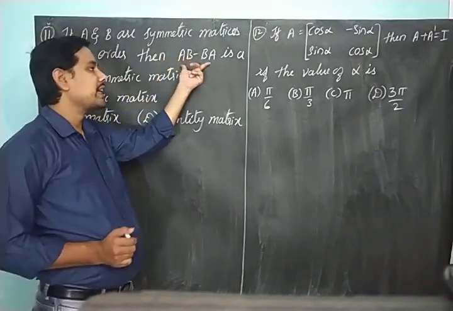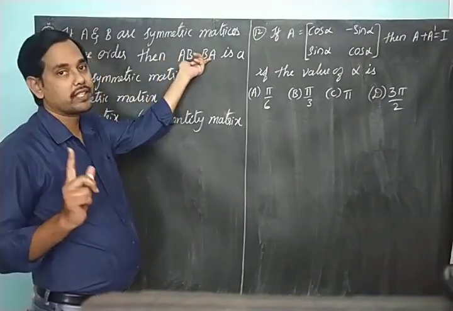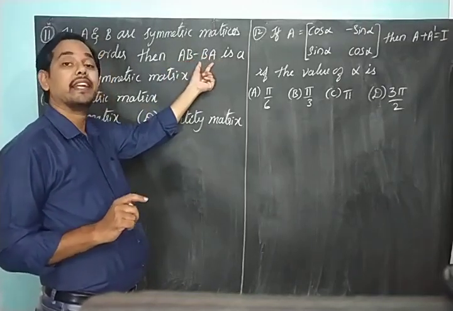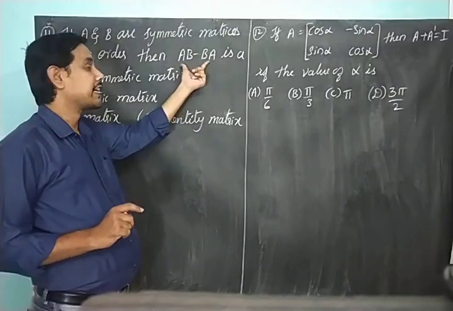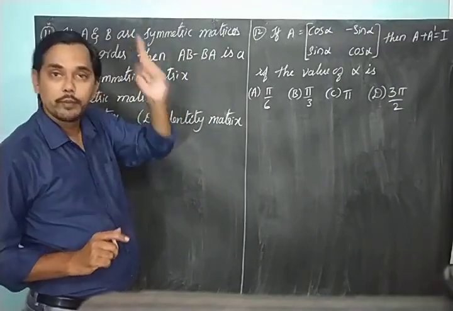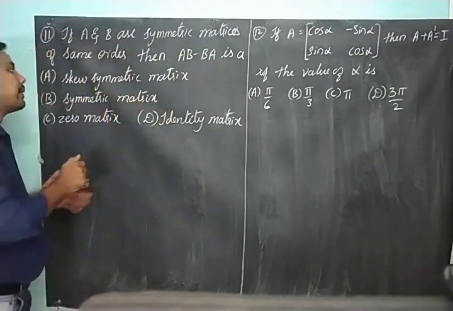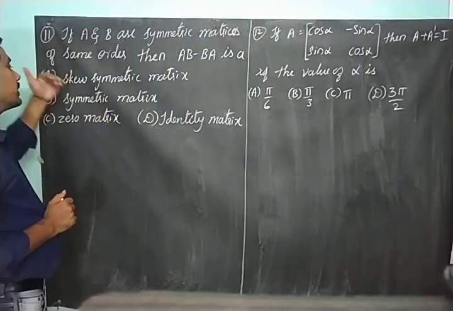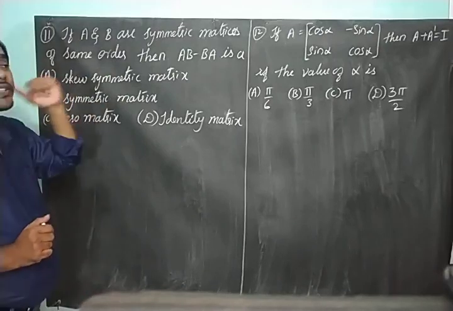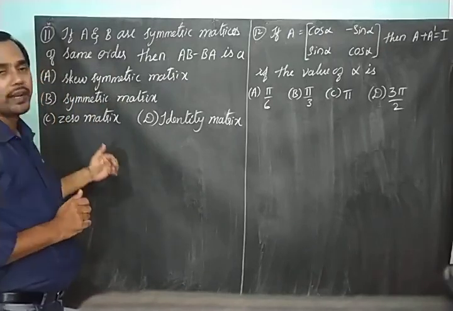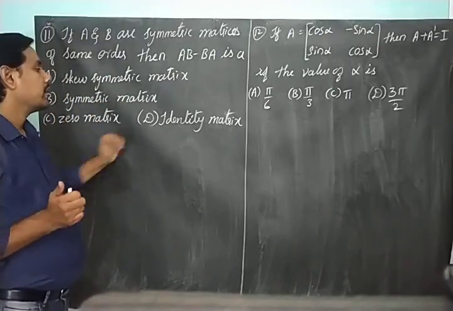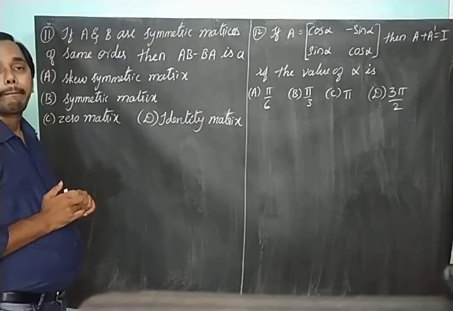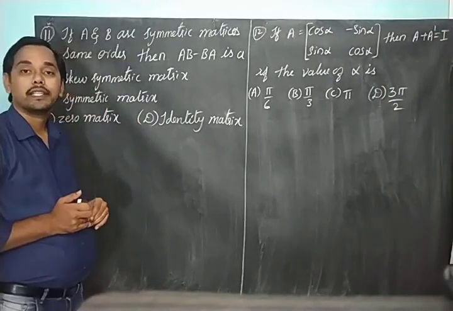AB minus BA will be a matrix. Remember this: if you multiply A and B, that will be a matrix. If you multiply B and A, that also will be a matrix. If you take the difference of AB and BA, that also will be a matrix. And that matrix, if it is skew symmetric, should be the negative of its transpose. If it is symmetric, it should be equal to its transpose, right? If it is a zero matrix, all the values should be zero. If it is an identity matrix, it should have 1 1 1 along the diagonal.